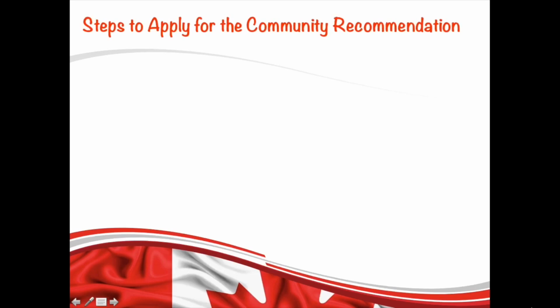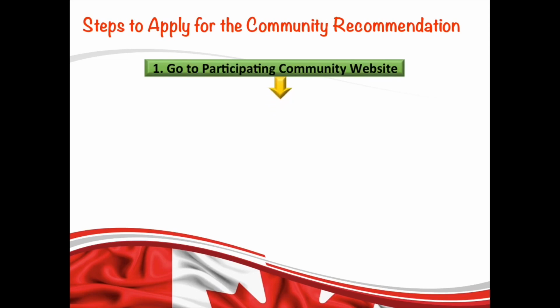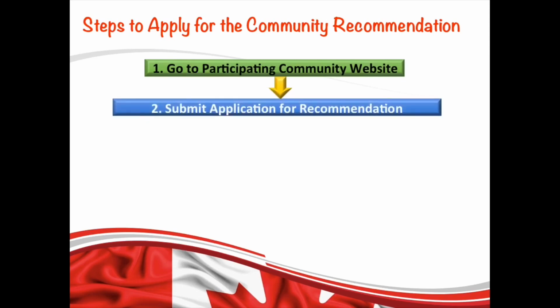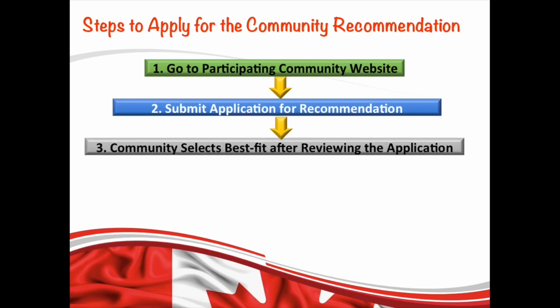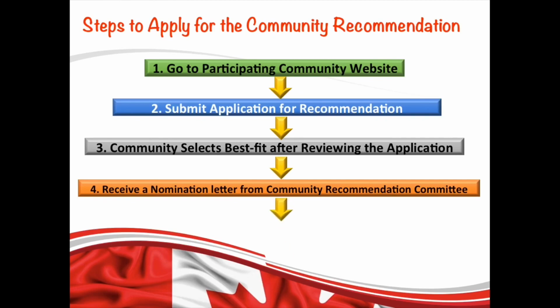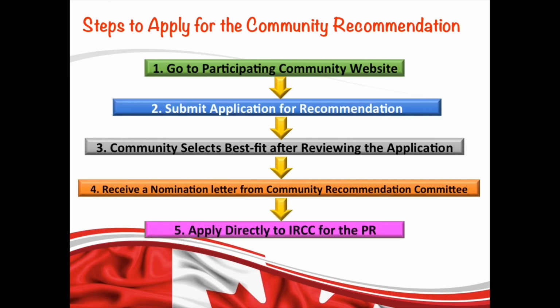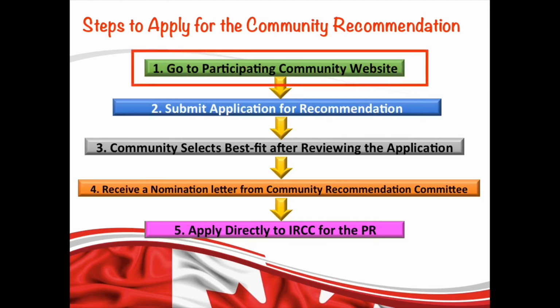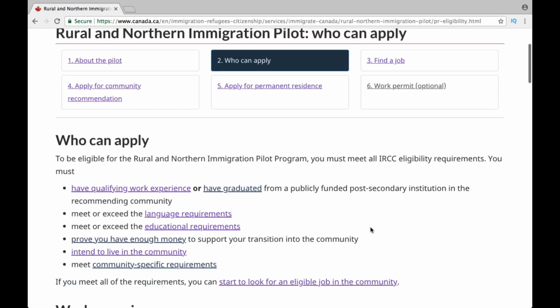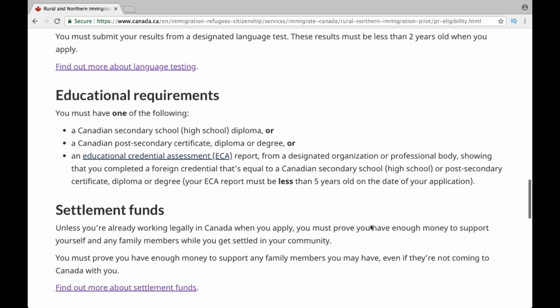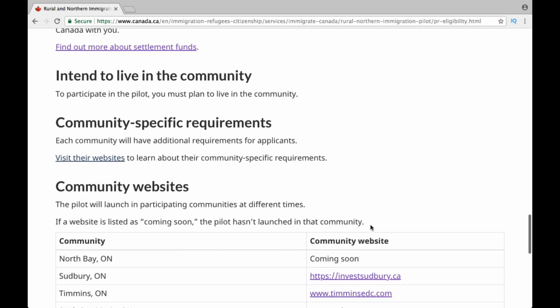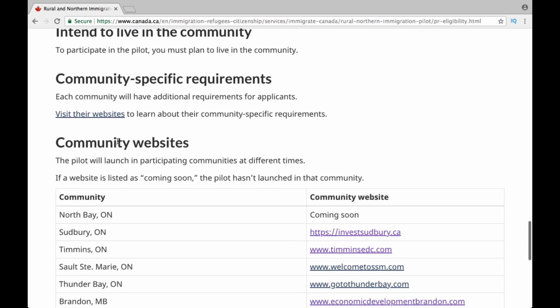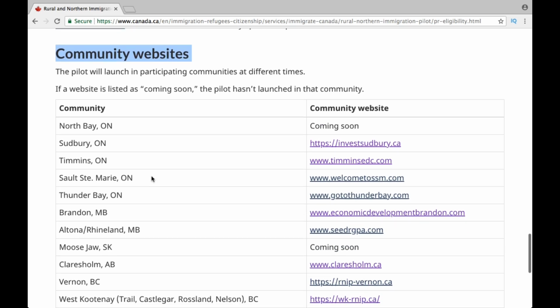Okay, before we go to the community websites, I just wanted to give you an overview of the steps that you need to follow in order to get your recommendation. So these are some basic steps that every community wants you to follow in order to get your nomination for the PR. Now let's just visit one of the community websites and let me walk you through the step-by-step process to apply for the recommendation. So for that, we will need to go to their official website, which is cic.gc.ca, where you will see the list of all those communities.